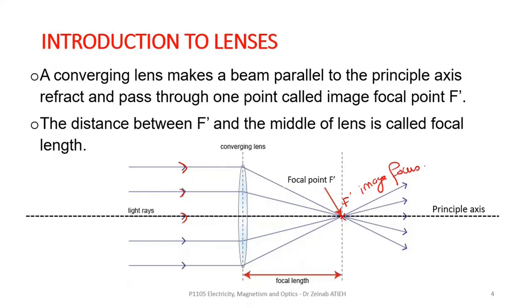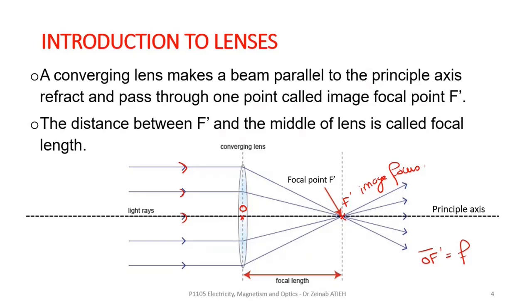Okay, so by definition, we call the distance from the middle of the lens, I will call it O, to F prime, the focal length. So OF prime is called the focal length. I will call it f. You can see that in the case of a converging lens, the image focus is real, meaning the rays really converge and meet, so the image is real. And the position of the image is always after the lens, not before the lens.